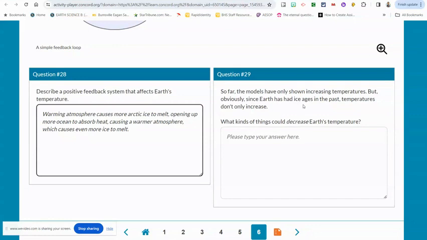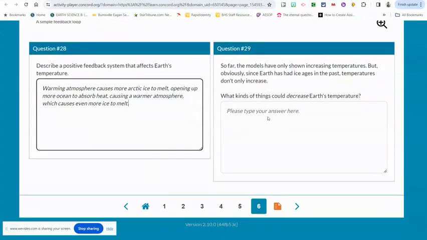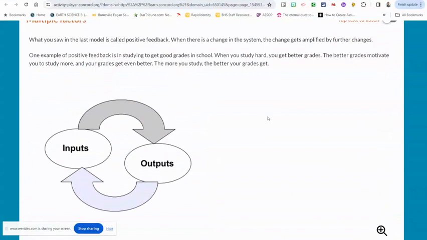Okay, so far the models have only shown increasing temperatures, but obviously since Earth has had ice ages in the past, temperatures don't only increase. What kinds of things would decrease Earth's temperature? And that just has you kind of guess on that. Okay, that's it for today's lesson. Go ahead and finish this assignment and we'll move on from here.